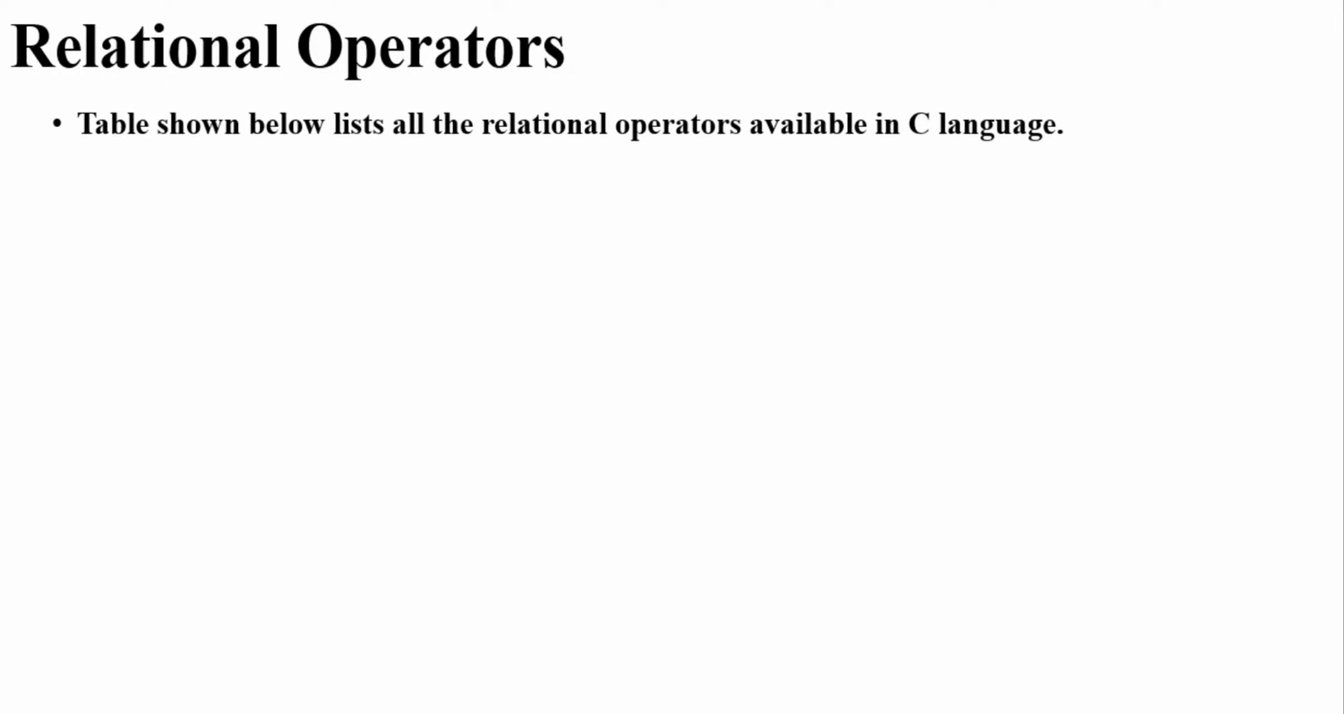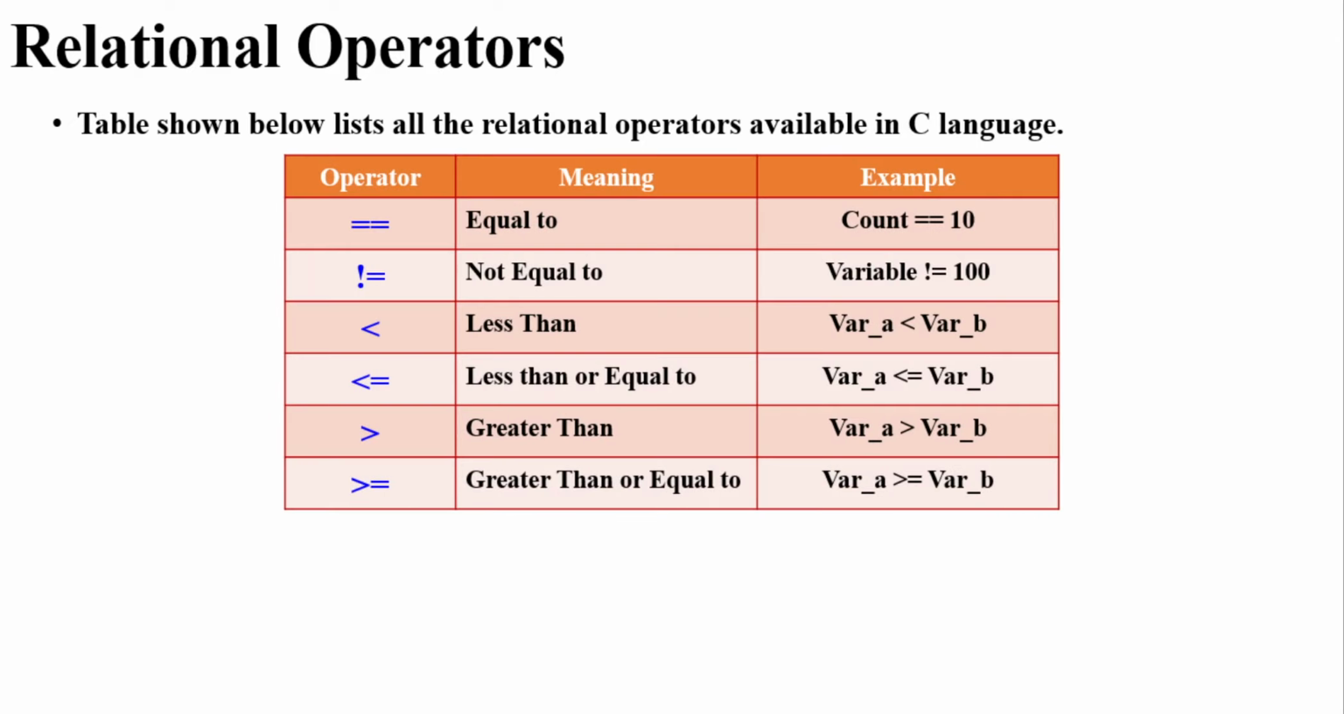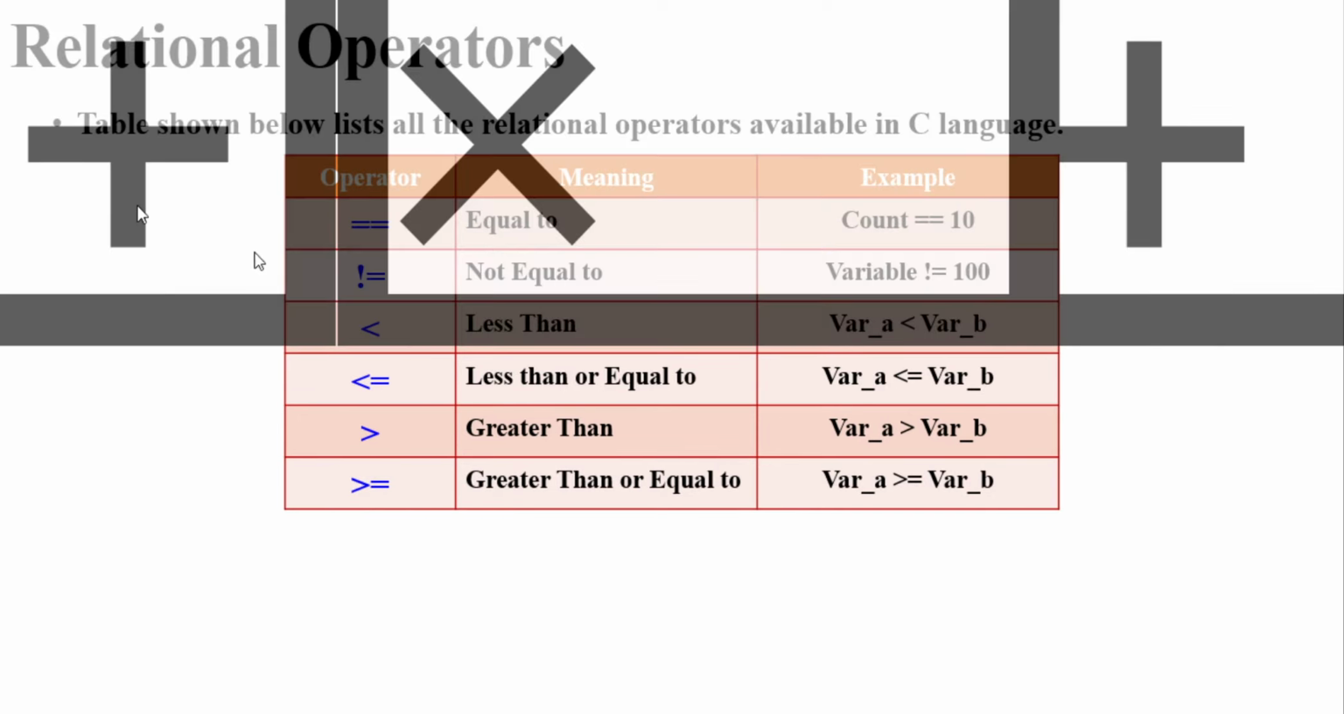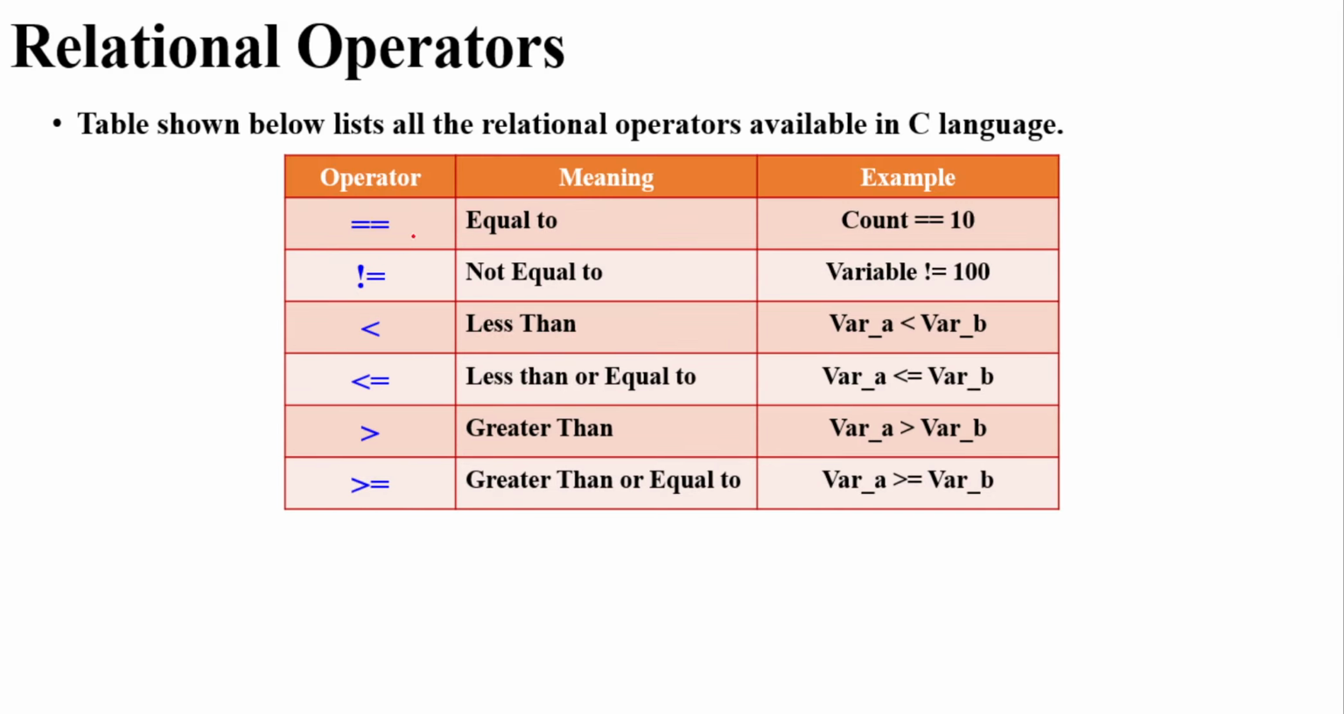First of all, let us briefly talk about relational operators. These operators are used to check the relationship between two or more variables. In this table, you can see all the relational operators which are used in C programming. Here the first one is equal to. Remember there are two equal to signs which is used to check equality. That means whether the two variables are equal or not.